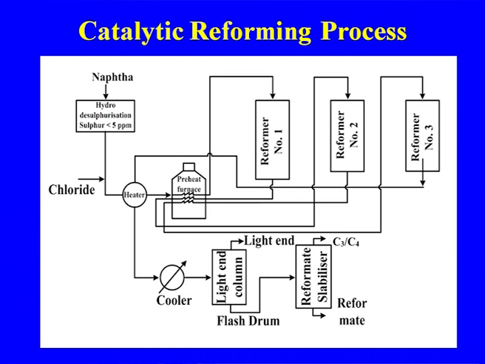Then after the flash drum, it goes to the reformate stabilizer, where the C3, C4 lighter components are separated, and the reformate that you finally get will be used for RFG, reformulated gasoline, or it may go for the separation of aromatics in the aromatic plant. So the choice of the feedstock will be decided by whether we are going for the reformate for the gasoline pool or for aromatic production. So I think this is the whole flow diagram of catalytic reforming.